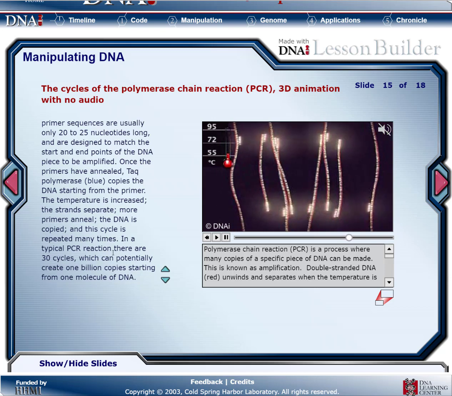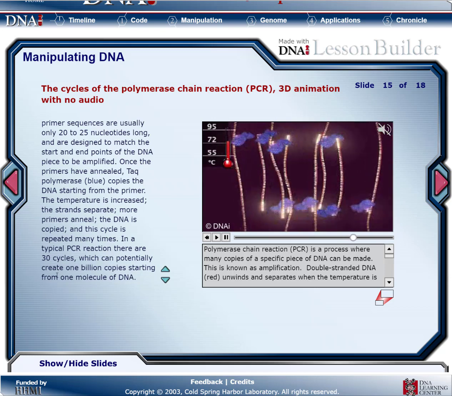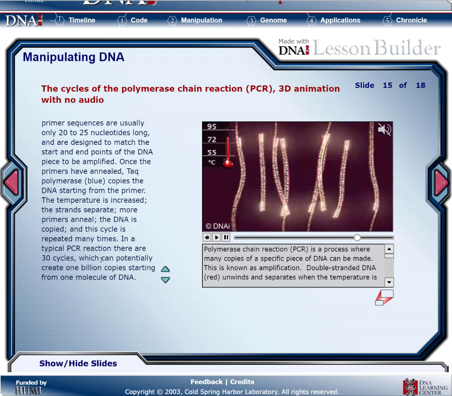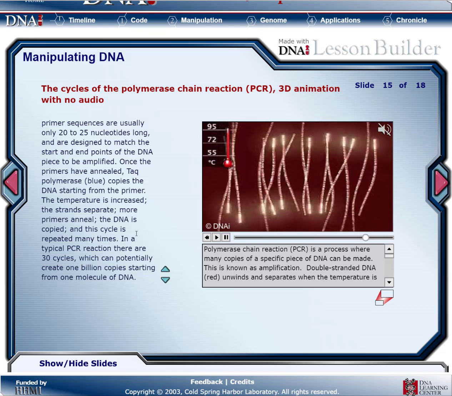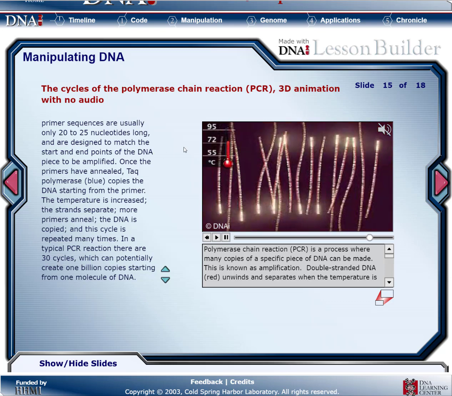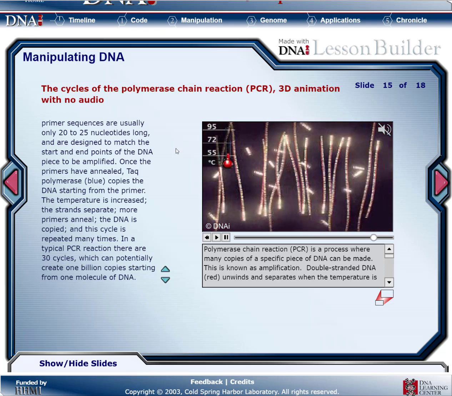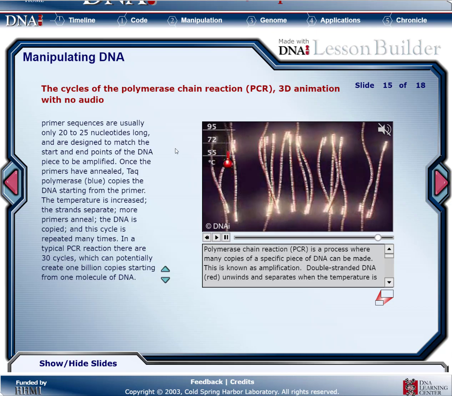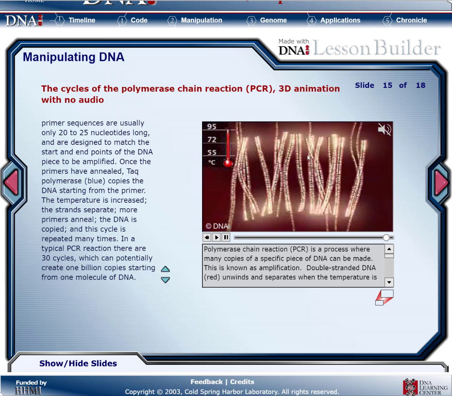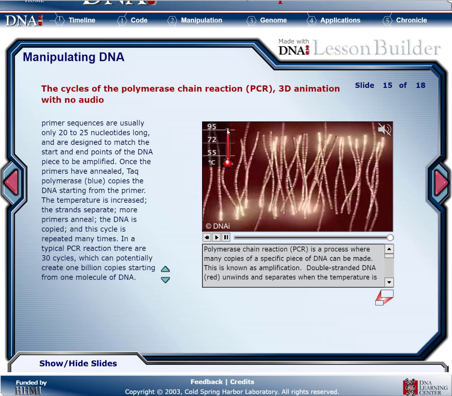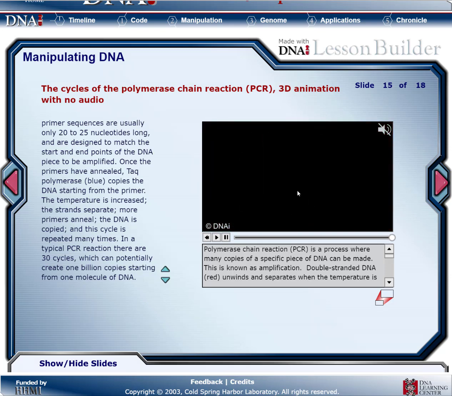In a typical PCR reaction, there are 30 cycles, which can potentially create 1 billion copies starting from one molecule of DNA. And we've seen that in the previous graph. Pretty impressive. When we watch the entire sequence, we pay attention to the temperature increase and decrease, and also to the number of DNA copies, which substantially grows.